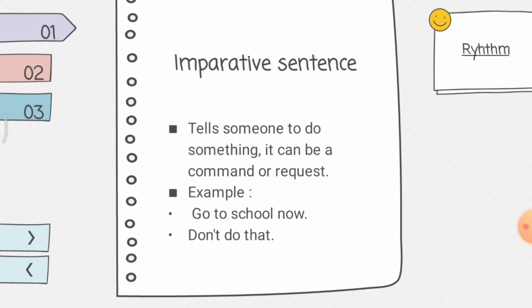And then the imperative sentence. An imperative sentence tells someone to do something. It can be a command or a request. For example, "Go to school now." "Don't do that."